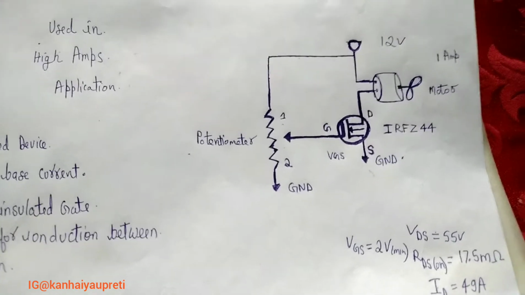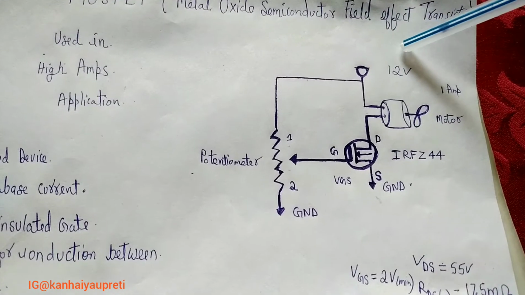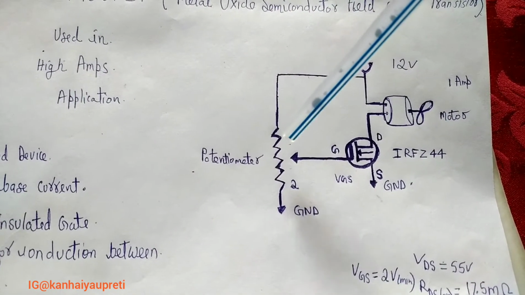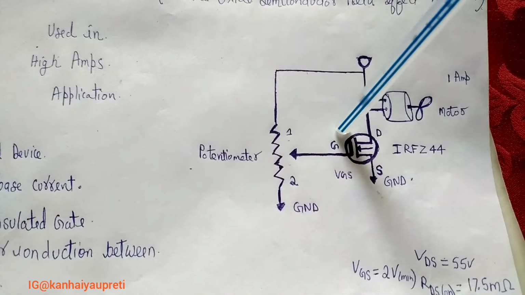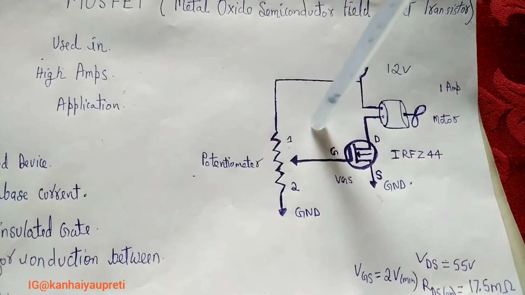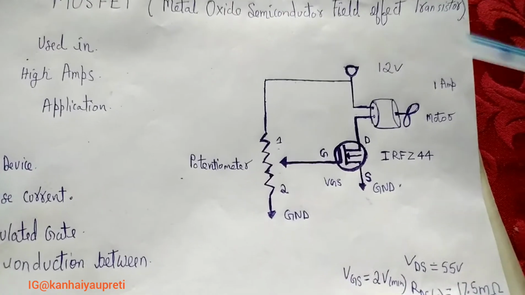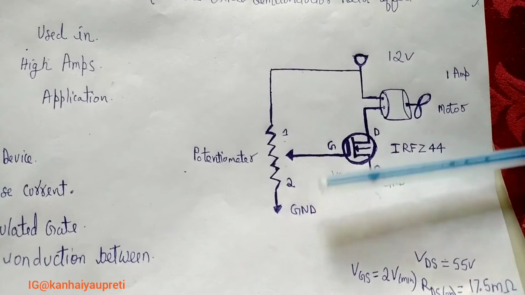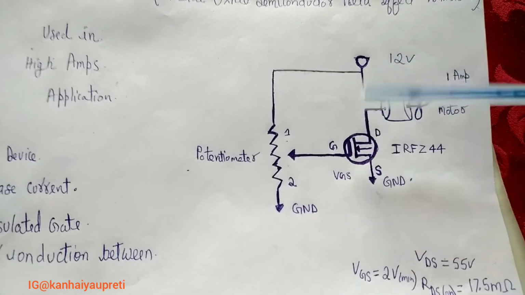So now let's look at this circuit. Here I have used a 12 volt power supply, and instead of providing a separate power supply for the gate terminal, I have used the 12 volt for both the load and the gate. Now here the position of the wiper of the potentiometer will determine the on and off state of the MOSFET.